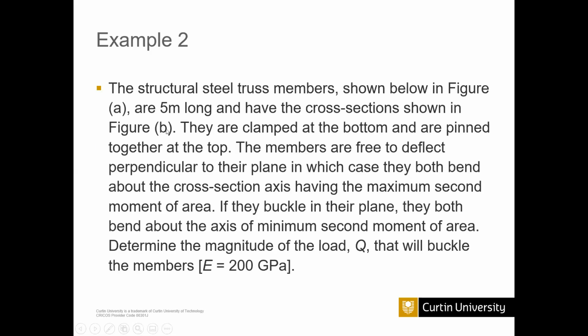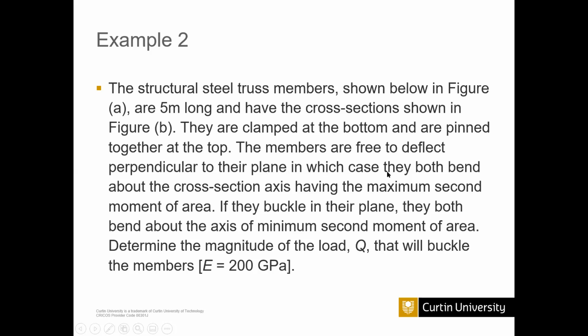Second one, the structural steel truss members shown below in figure A. So let's see, figure part A. The members are 5 millimeter long and have the cross section shown in figure B. They are clamped at the bottom and are pinned together at the top. Okay, let's see with the diagram later. The members are free to deflect perpendicular to their plane.